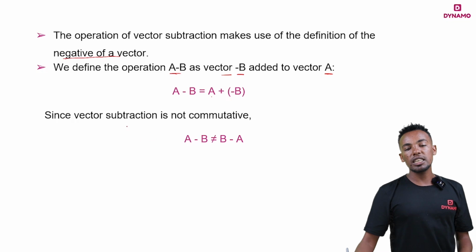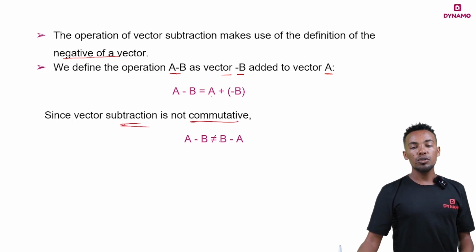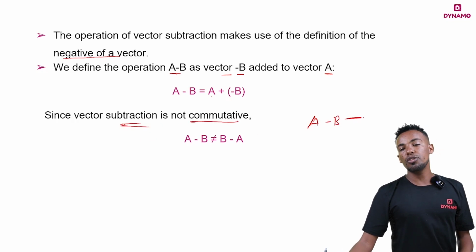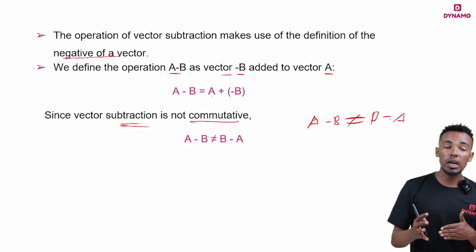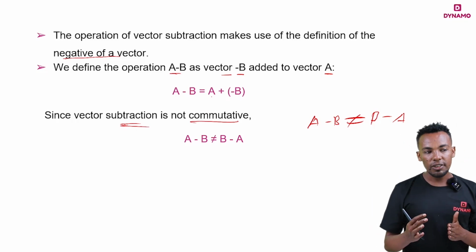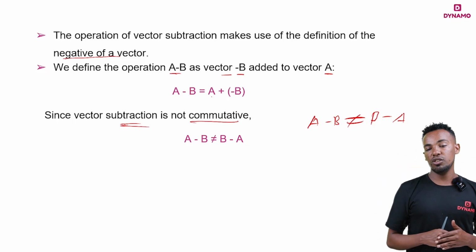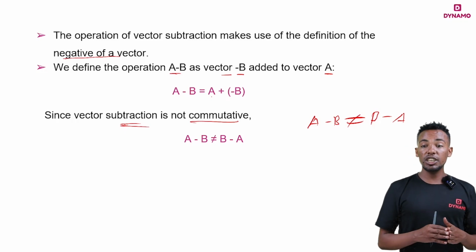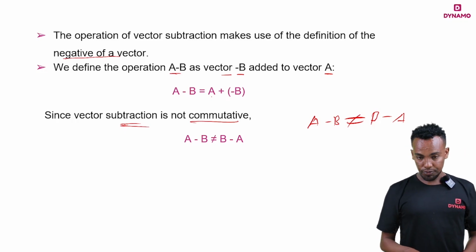So what happens? The subtraction is not commutative. So A minus B is not equal to B minus A, because vector subtraction is not commutative. But vector addition is commutative and also associative, whereas vector subtraction does not obey this.